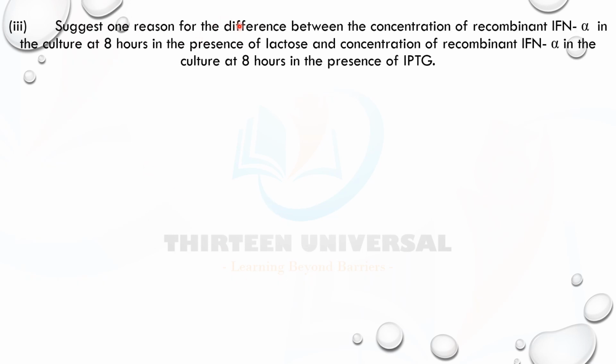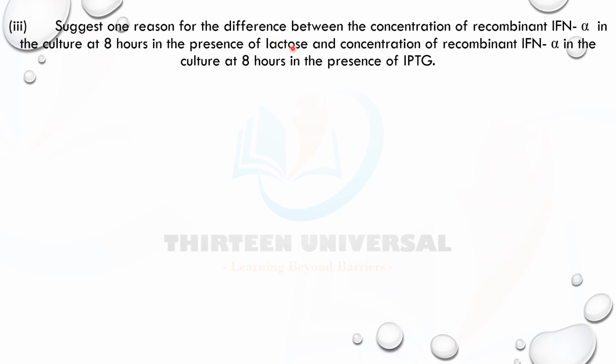Suggest one reason for the differences between the concentration of recombinant IFN alpha in the culture at 8 hours in the presence of lactose and the concentration of recombinant IFN alpha in the culture at 8 hours in the presence of IPTG. So pause the video and try to answer this question. One reason for the differences: you know that the concentration of that protein IFN alpha in the presence of IPTG is far greater than the concentration of the same protein in the presence of lactose.